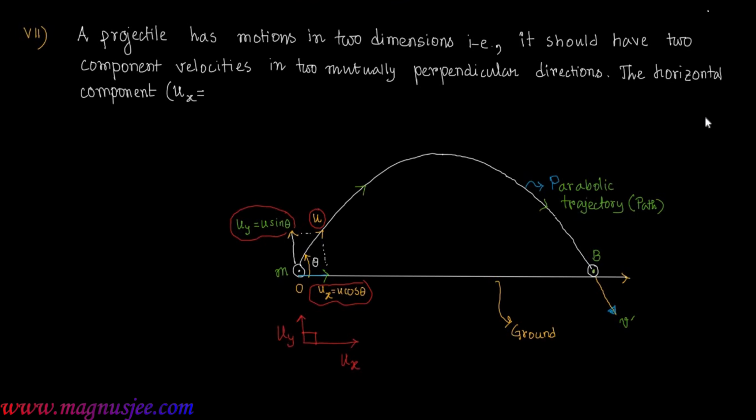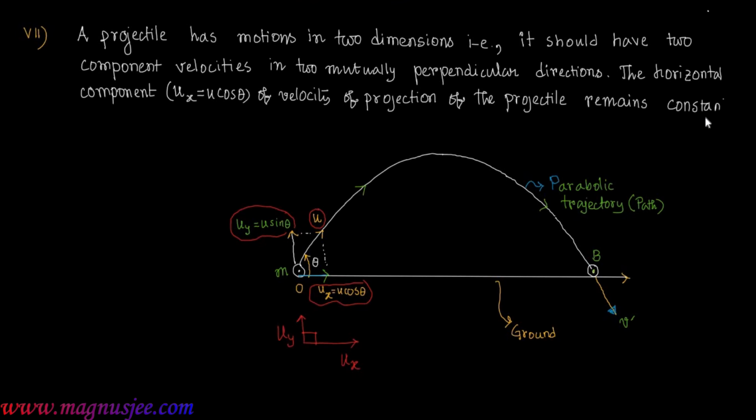The horizontal component of the velocity of projection of the projectile, that is Ux equal to U cos theta, remains constant. In this case, the horizontal component of velocity, that is Ux equal to U cos theta, remains constant. This horizontal component of velocity does not change. We consider the highest point A.